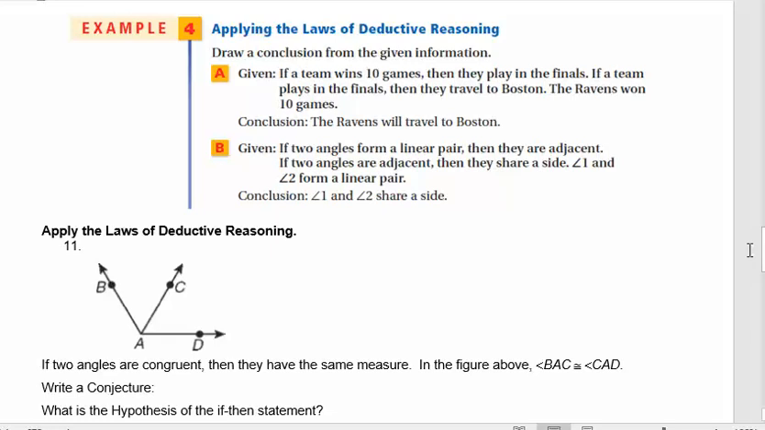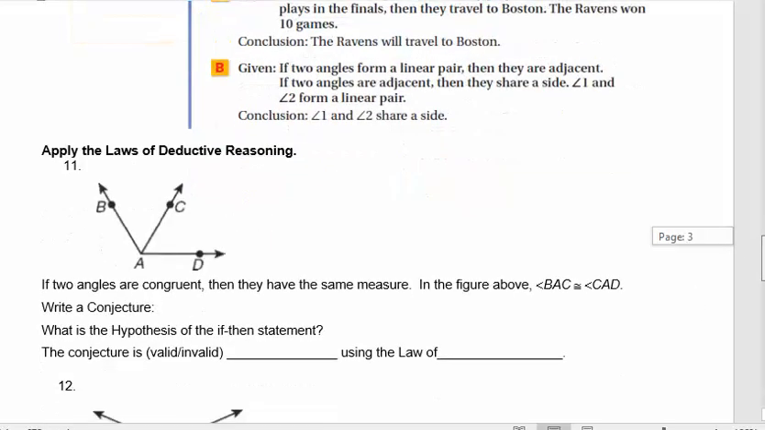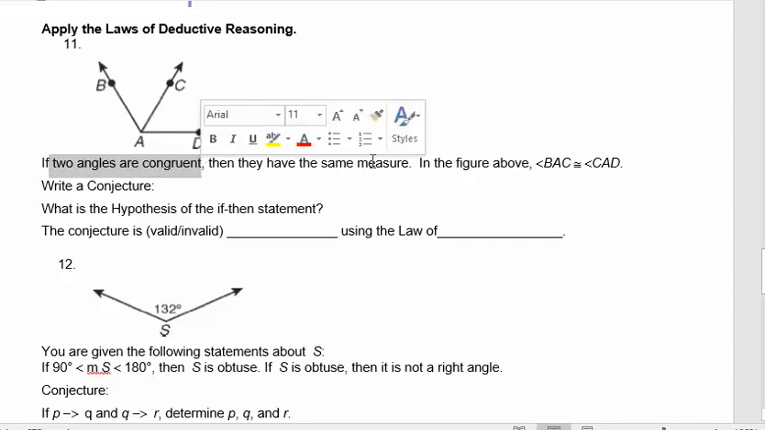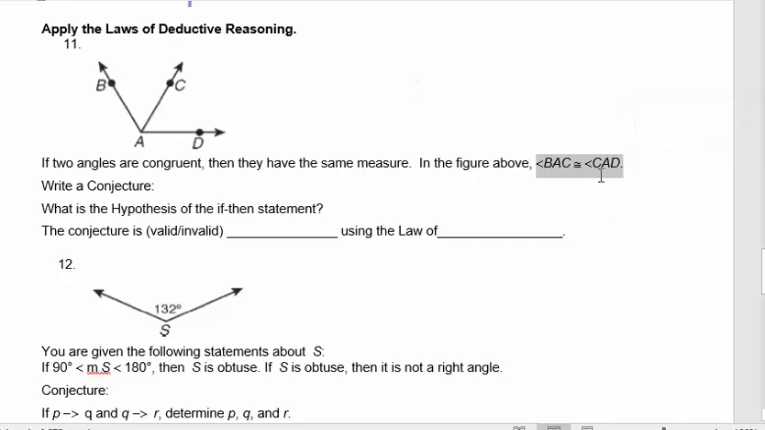Okay, then the next part, you're going to be looking at some situations and seeing what your conjecture might be from that. So we'll be using either the law of detachment or the law of syllogism to draw a conclusion or make a conjecture. So here we have some angles, and it says if two angles are congruent, then they have the same measure. All right, that makes sense. In the figure above, angle BAC, that's this angle, is congruent to angle CAD, that's this angle. Write a conjecture. So if they're congruent, that's what this is. These two parts are the same.